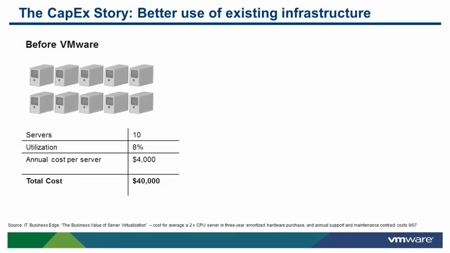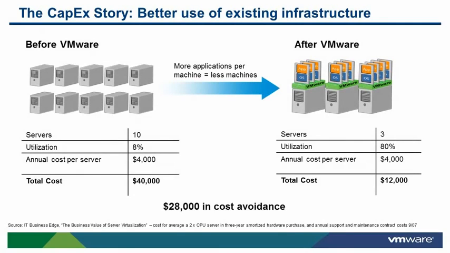You can make better use of existing infrastructure. In this quick example, 10 physical servers are reduced to only 3 physical servers. This represents a very conservative consolidation ratio of about 3 to 1, and ratios around 8 or 10 to 1 are typical. CapEx savings are just the beginning of the story.